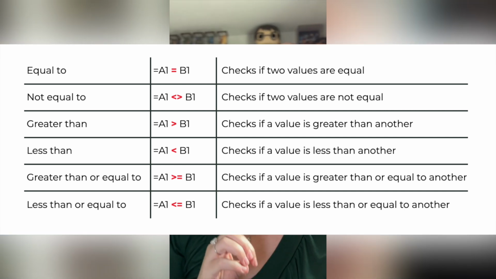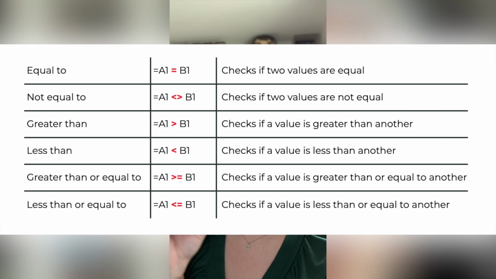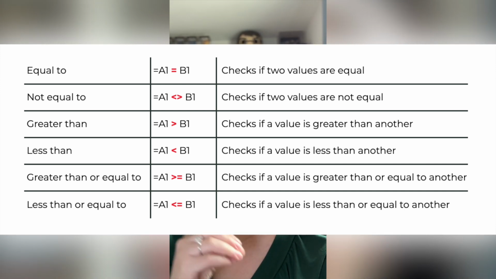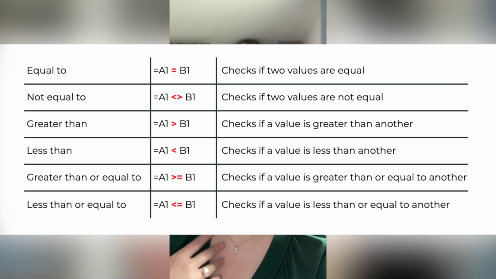If you need to put inside a formula something does not equal something else, you're going to use smaller than and then greater than. And of course, you can use greater than and smaller than as you would with any other comparison. You can also use greater than equal for greater than or equal, and smaller than equal for smaller than or equal. And that will work in Excel or Google Sheets.